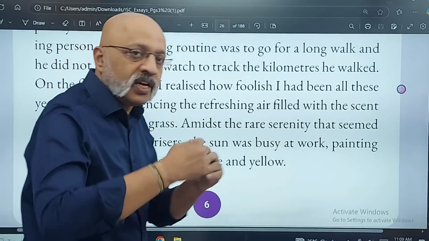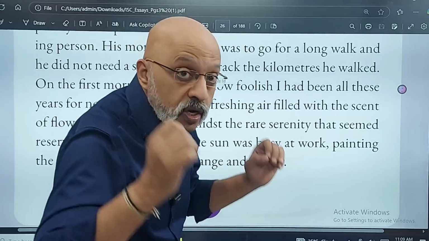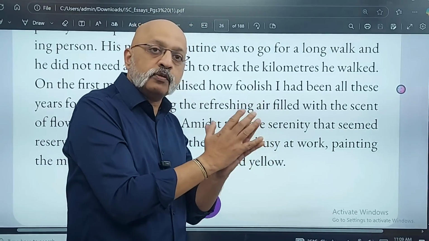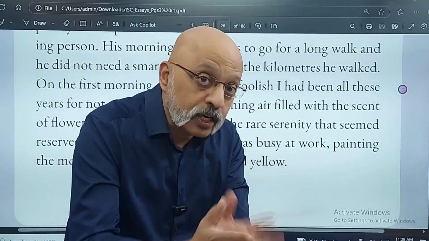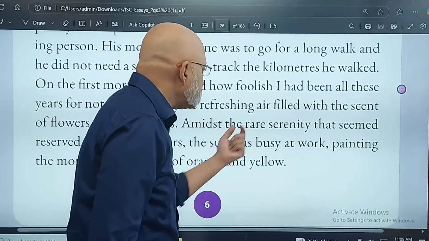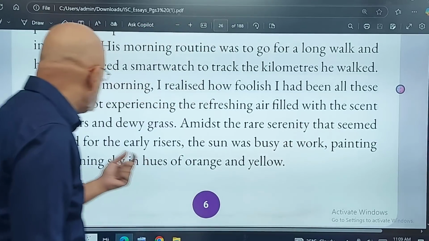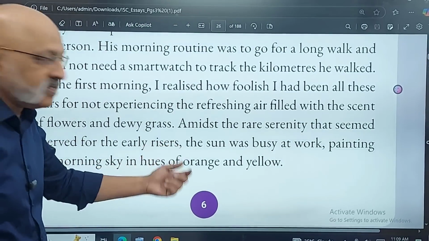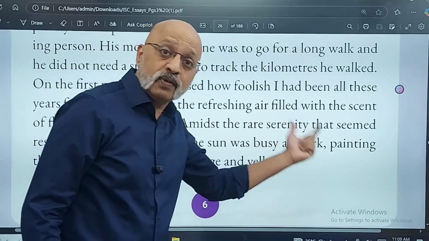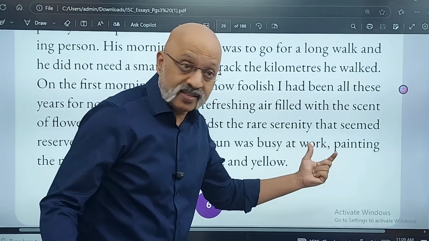So if someone tells you to just go and write it, sorry, you need to focus, and that will make the difference between a 12 out of 20 and a 20 out of 20 essay. Amidst the rare serenity that seemed reserved for the early risers, it's like only the early risers will be able to experience this. Isn't that true?